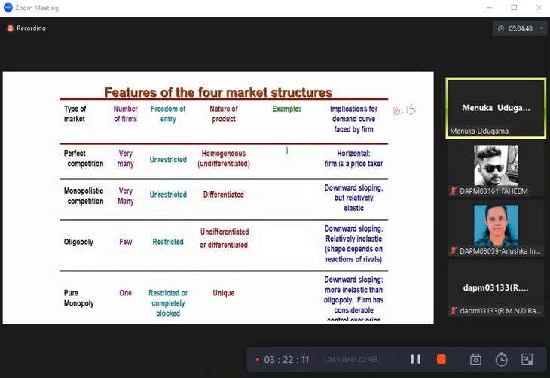Now, this is a summary of the market structures, so you can compare. Right, so have a look at the slides. All the slides are on LMS. Go through, and next week we will discuss a few applications.